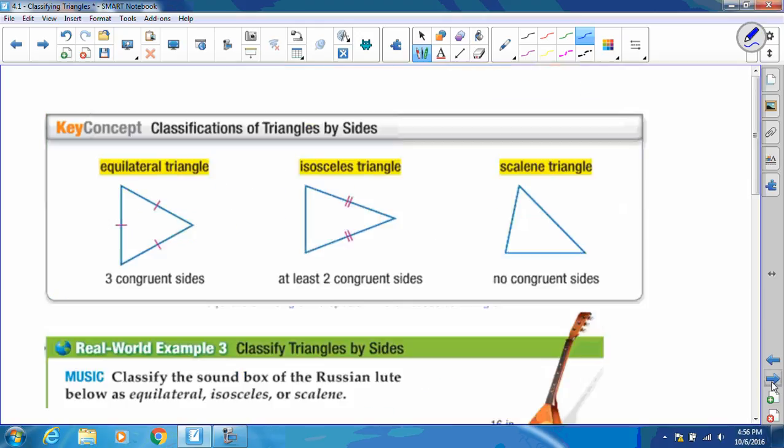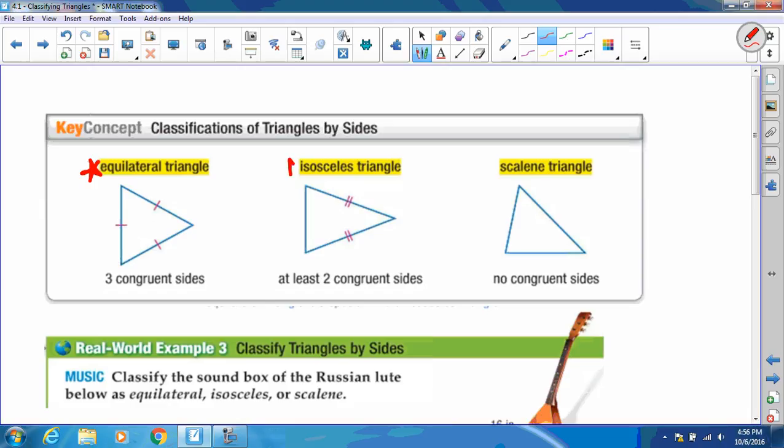Another way we can classify triangles is by their sides. So we have 3 options for classifying by sides. We have an equilateral triangle, which means equal sides. Notice all those hash marks mean all those sides are equal. Isosceles means you have at least 2 sides congruent. You can tell by the hash marks that 2 sides are congruent.